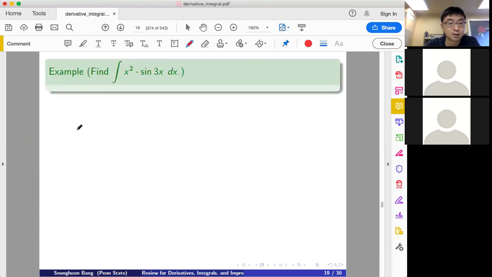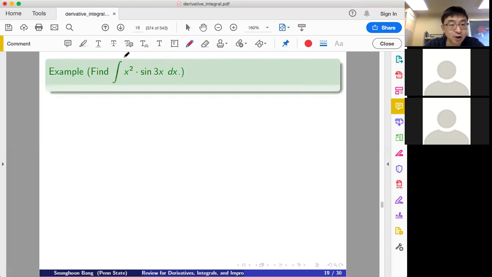Next, how can you solve this problem? The integral of x squared times sine 3x dx. How can you solve it? Use substitution, integration by parts, partial fractions, or trigonometric substitution? Which method is possible for solving this problem? Yes, integration by parts, for the same reason.